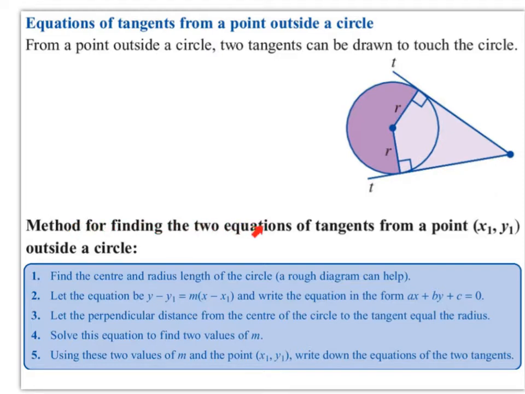Method for finding the two equations of the tangents from a point x1, y1 outside a circle. Step 1. Find the centre and the radius length of the circle. A rough diagram can help. Step 2. Let the equation be y minus y1 equals m times x minus x1 and write the equation in the form of ax plus by plus c is equal to 0. Step 3. Let the perpendicular distance from the centre of the circle to the tangent equal the radius. Step 4. Solve this equation to find two values of m. Step 5. Using these two values of m and the point x1, y1, write down the equations of the two tangents.